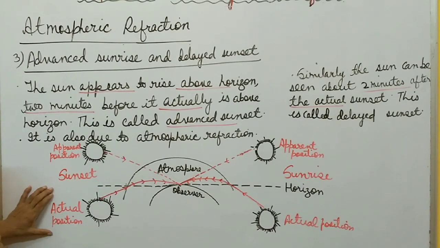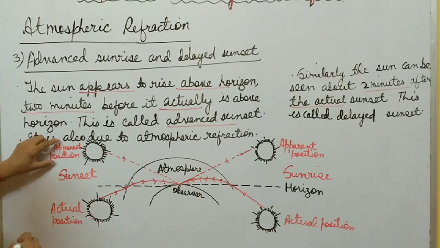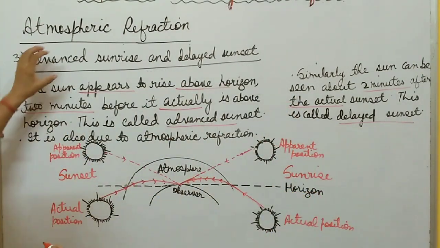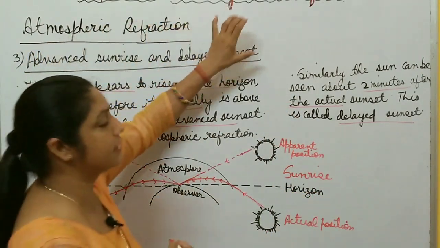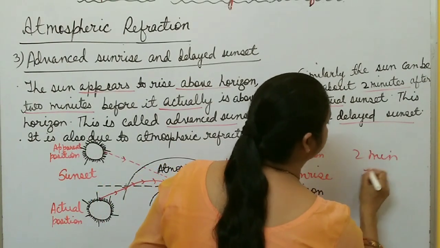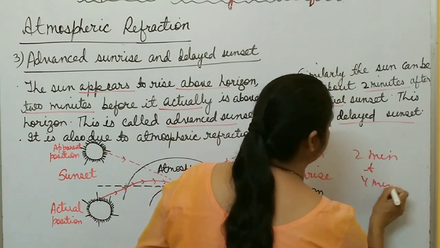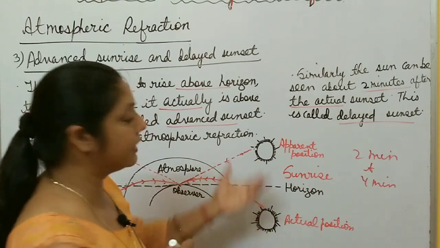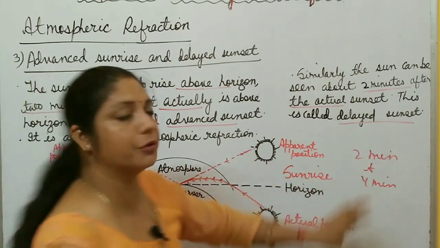Actually, the sun is at this position during sunset, but it appears to be here 2 minutes after the actual sunset. This is called delayed sunset. Why does this happen? Why is there advanced sunrise and delayed sunset? There is a 2 to 4 minutes difference between actual sunset and apparent sunset, right? Similarly, between actual sunrise and apparent sunrise, there is a 2 to 4 minutes difference.